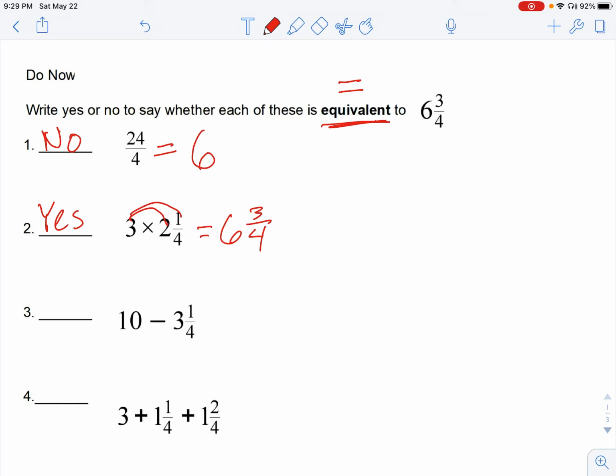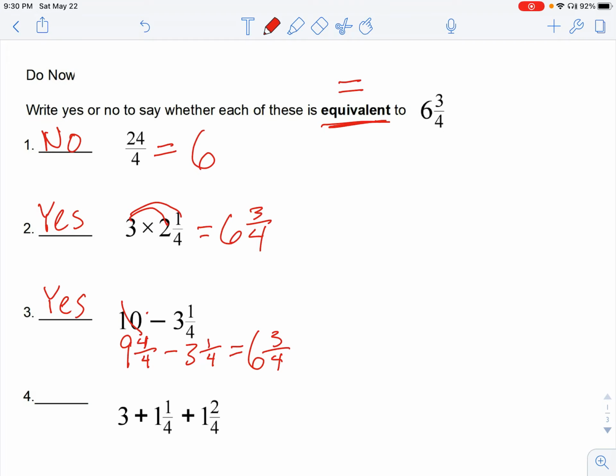Okay, this next one's a little bit tricky. Do you remember our subtracting by mixed numbers rule? We always do fractions first. So I look at this, it's like I have 0/4 minus 1/4. I can't do it. So I'm going to borrow from the 10, make that 9, and I want fourths, so I'll call it 4/4 instead of a whole, minus 3 and 1/4. And now I'm starting to see it. Okay, 4/4 minus 1/4 is 3/4. 9 minus 3 is 6. So in fact, yes, those are equivalent.